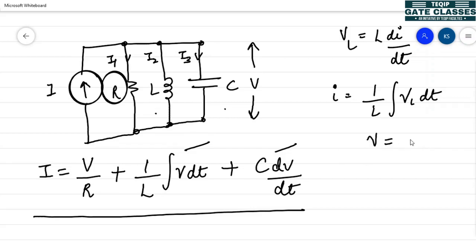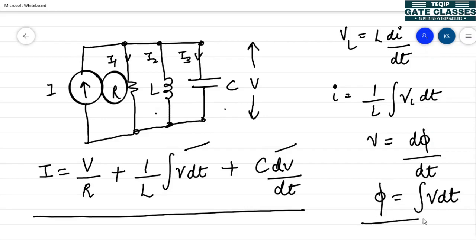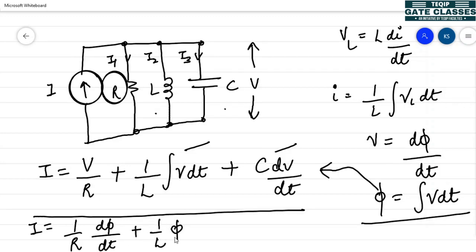voltage induced is always equal to the rate of change of flux. So we can write phi equals integral V dt. Substitute this in the equation, and we will find that I equals, where we replace V by d phi by dt, 1 by R d phi by dt plus 1 by L into phi plus C d2 phi by dt2.